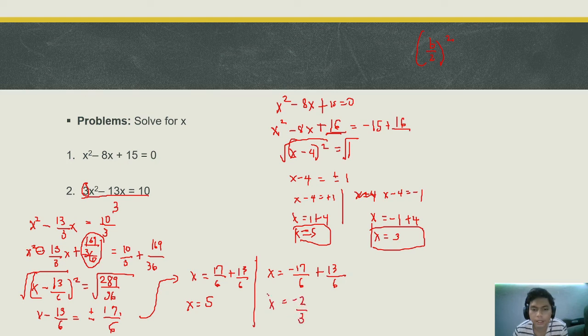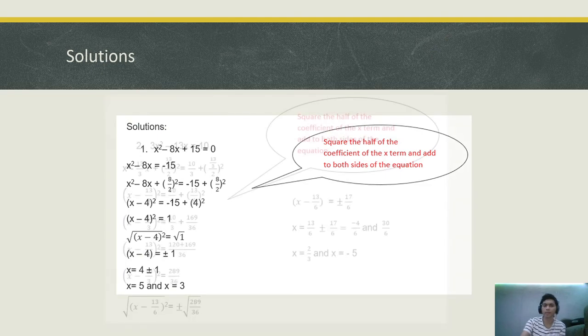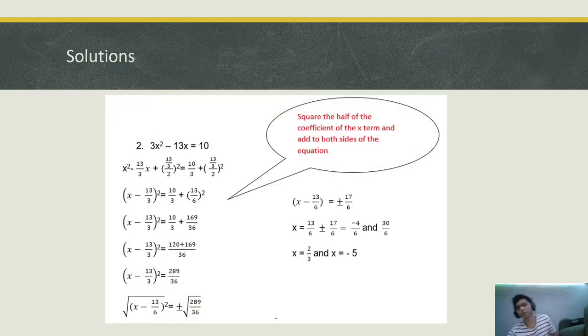So therefore, these two are our final answers. We can verify that with our next slide, which has the answer. Yes, number 1 is correct. And yes, number 2 is also correct. Oh, okay. So I made a mistake here. That's negative 2/3 and positive 5.